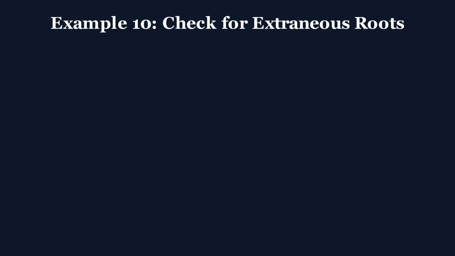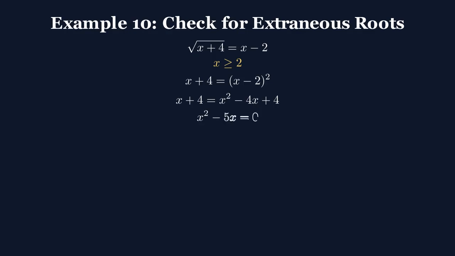Example 10. Solve square root of x plus 4 equals x minus 2. First notice the right side must be non-negative, so x must be at least 2. Square both sides. We get x plus 4 equals (x minus 2) squared. Expand to get x plus 4 equals x squared minus 4x plus 4. Move everything to one side.